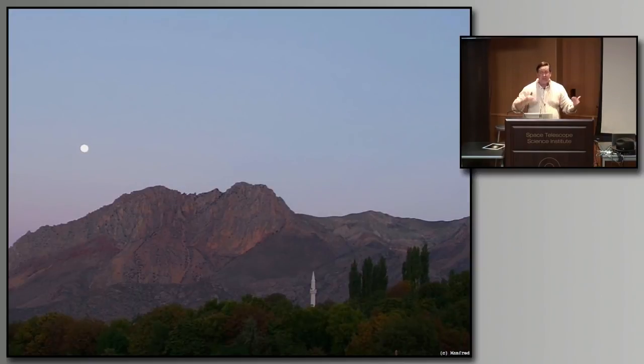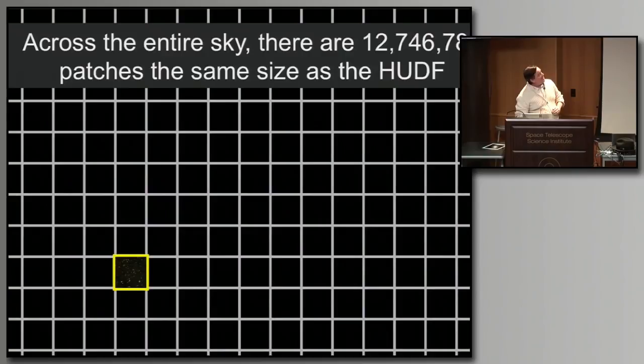If you do the mathematics, the size of the Hubble Deep Field compared to an entire sphere, the number is, across the entire sky, there are 12,746,784 patches the same size as the Hubble Ultra Deep Field. So, 10,000 galaxies in the Hubble Ultra Deep Field, 12 million ultra deep fields across the sky. If it's representative, then we get about 120 billion galaxies across the entire sky.